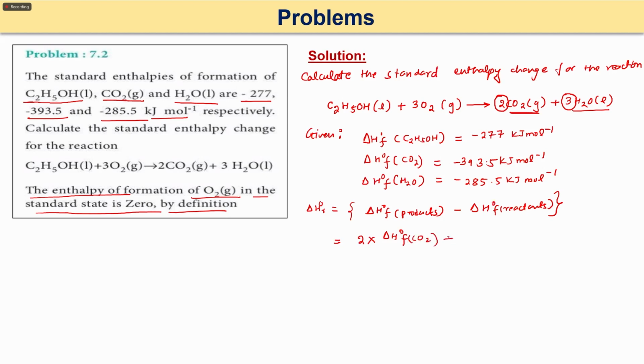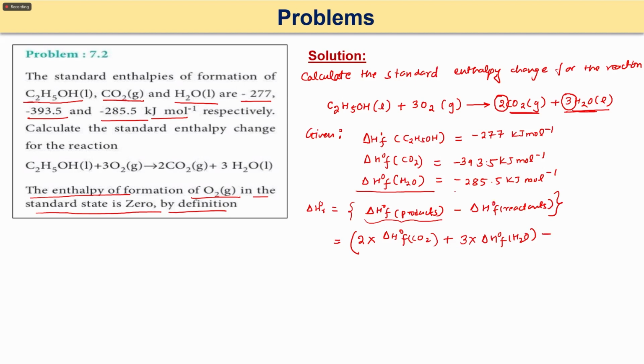Okay, then plus 3 into, because here we are taking the product side. We are taking the sum of the product side. Plus 3 into, what is the enthalpy of formation of water? This. Okay, delta H naught F of water.